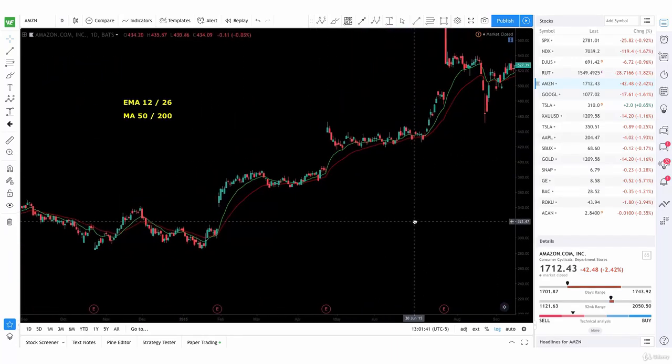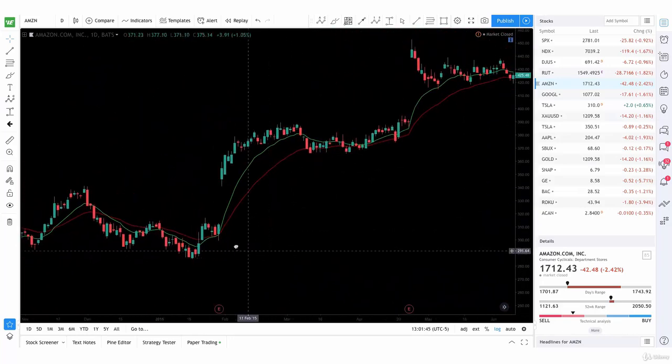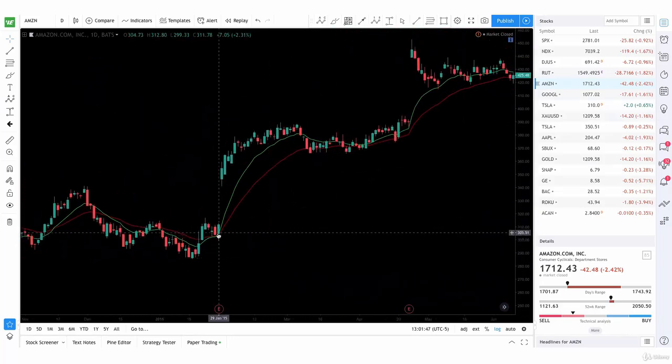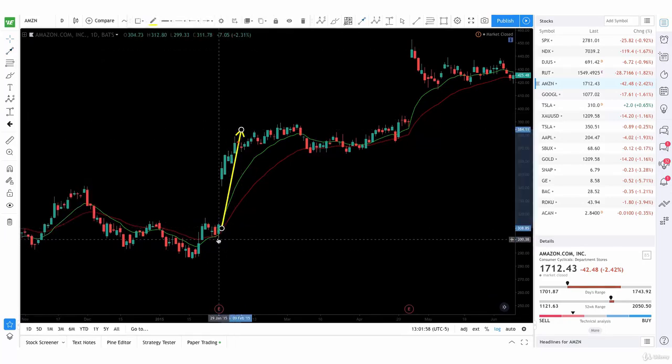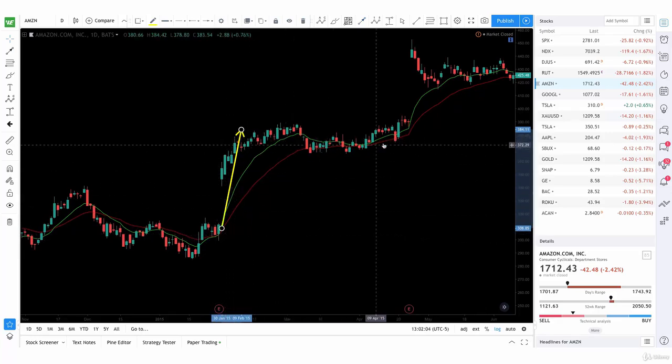Now, let's take a look here. What happened right here? See how when the price went all the way up here, it crossed the green over the red, and right when that happened, you got a nice rally. So that would be a bullish signal right here. There would be a buy signal, and it stayed over the red all this period.